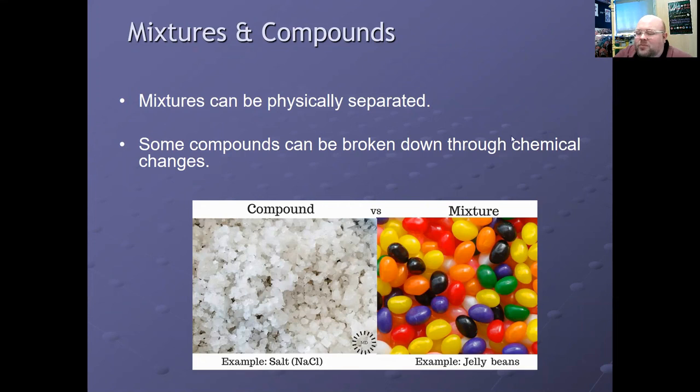Compounds, you can break them down through chemical changes, but overall, once they are chemically combined, like if sodium and chlorine combine and form a salt, that is now a compound, not a mixture. Those are not easily separated without chemical changes. So that's the big difference between a mixture and a compound. Mixtures can be physically separated. Compounds are chemically combined, so the only way to separate them is chemically. And that's the difference there.